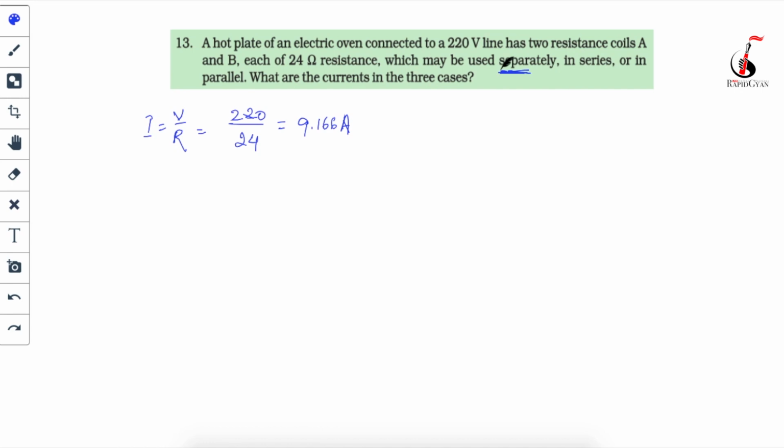Now they are saying that they are going to be used in series. So there are two resistors of 24 ohm each. What will be the equivalent resistance? In the case of series, we simply add them, so this will be equal to 48 ohm. Now find the value of I. I is equal to V upon R, which is 220 divided by the equivalent resistance of 48 ohm, so that is equal to 4.58 ampere. Hope you guys understand this.